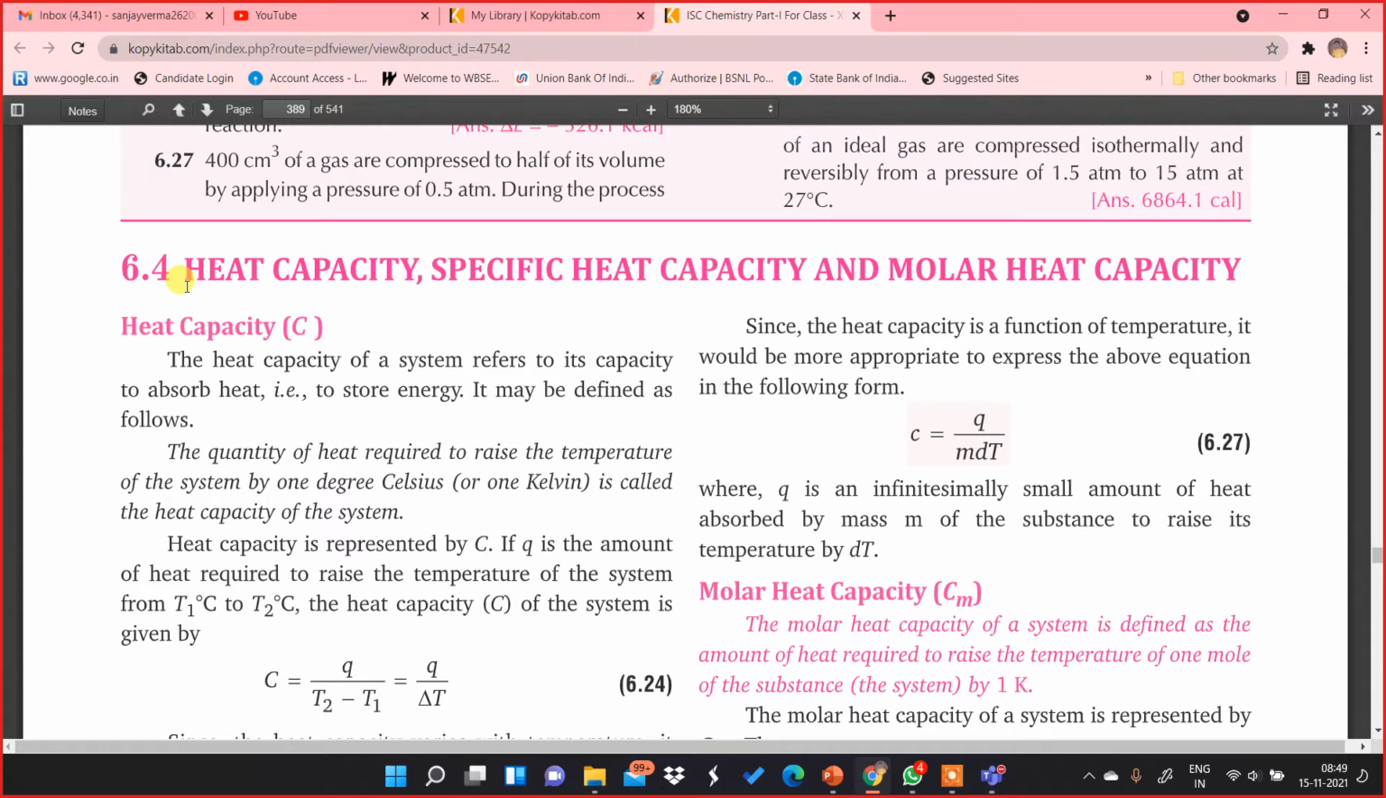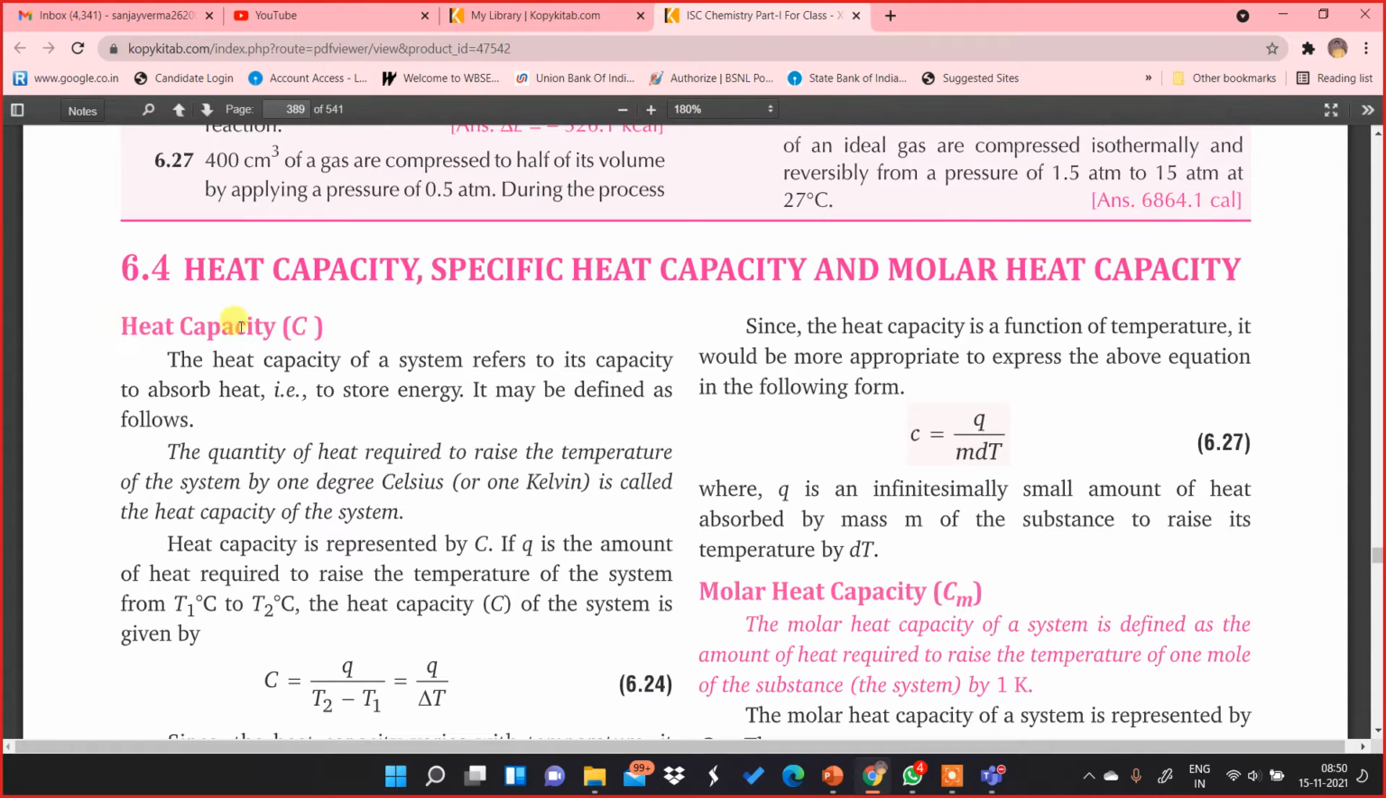Article 6.4 has written over there heat capacity, specific heat capacity, and molar heat capacity. These are terms which are not new to you. I can understand, you have learned heat capacity in your class 10 physics chapter, even specific heat capacity and molar heat capacity. Now, let us deal with this according to this chapter, chemical thermodynamics, and understand these terms first, and only then we will deal with the second law of thermodynamics.